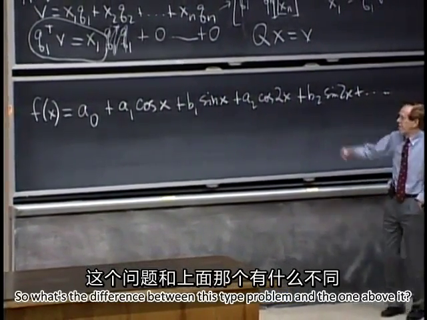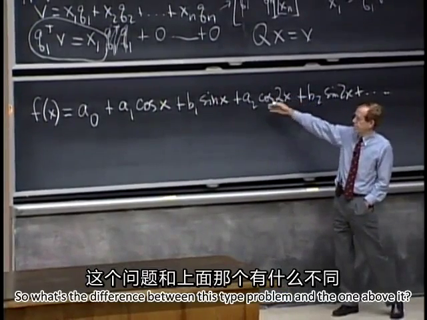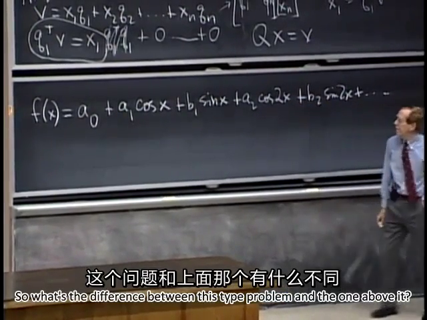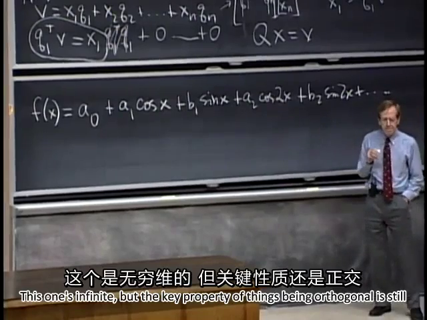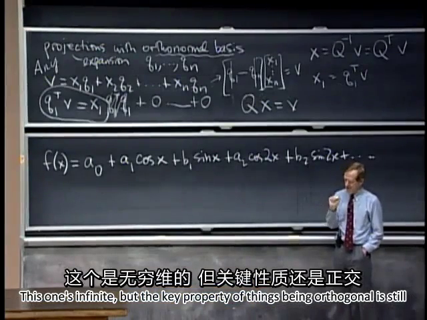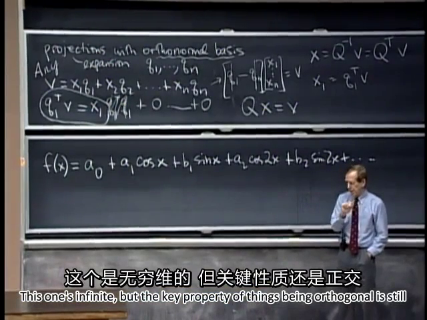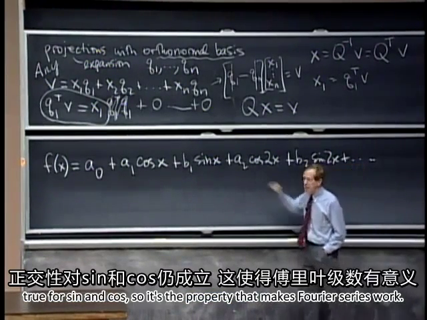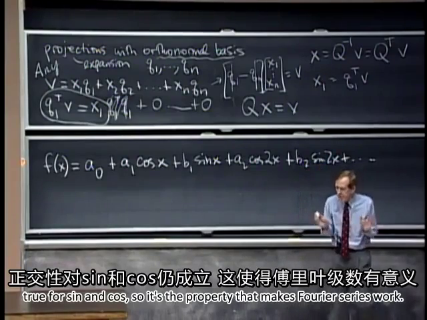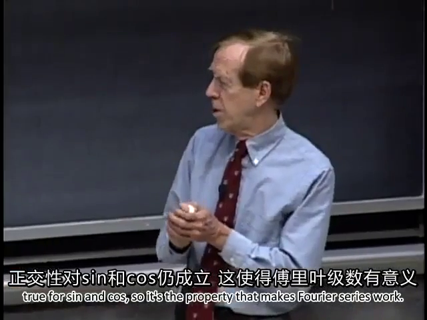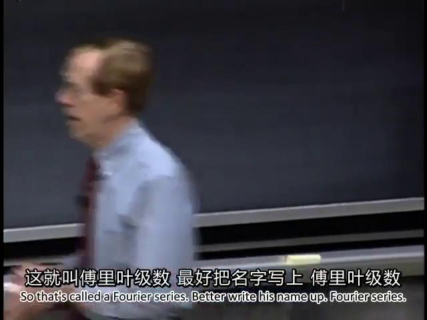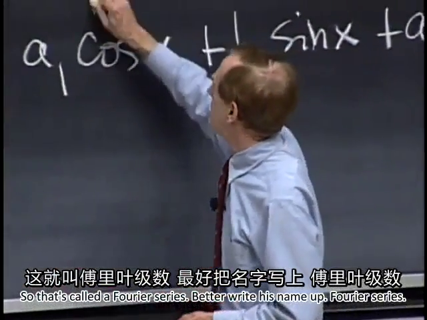So what's the difference between this type of problem and the one above it? This one's infinite. But the key property of things being orthogonal is still true for sines and cosines. So it's the property that makes Fourier series work. So that's called a Fourier series. Better write his name up. Fourier series.